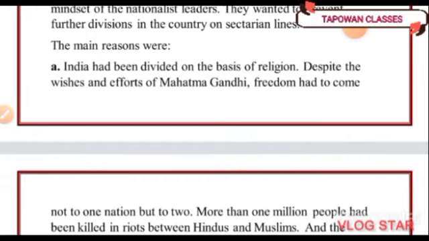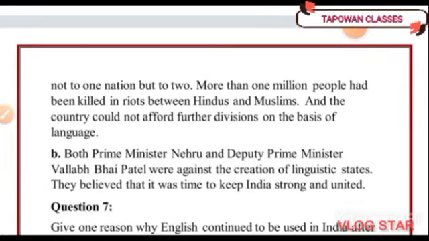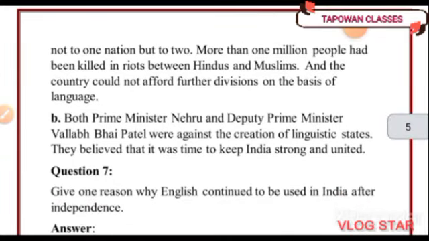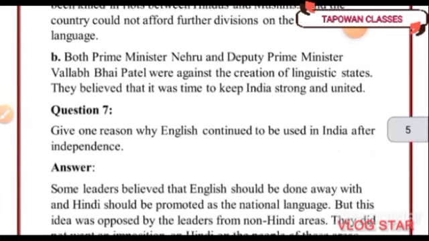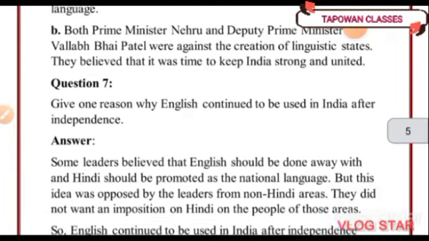Despite the wishes and efforts of Mahatma Gandhi, freedom had to come not to one nation but to two. More than 1 million people had been killed in riots between Hindus and Muslims, and the country could not afford further divisions on the basis of language. B. Both Prime Minister Nehru and Deputy Prime Minister Vallabhbhai Patel were against the creation of linguistic states. They believed that it was time to keep India strong and united.